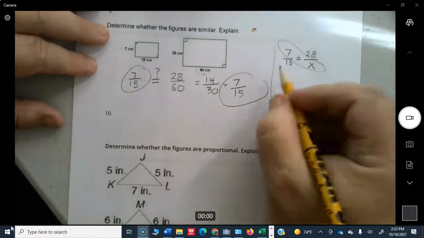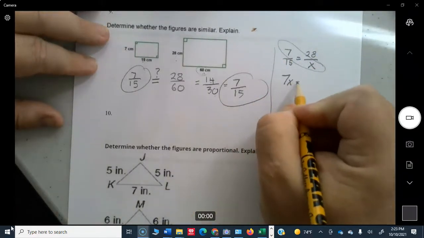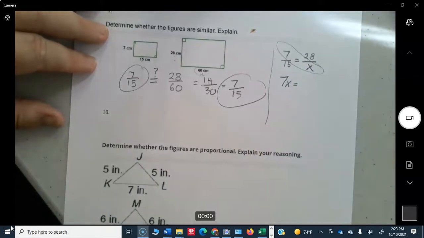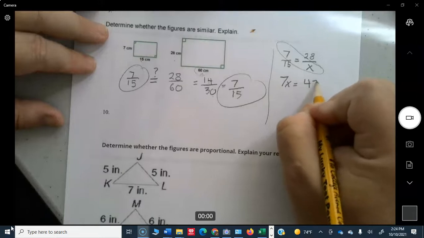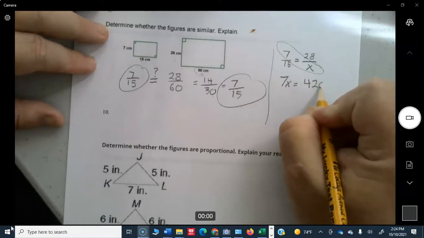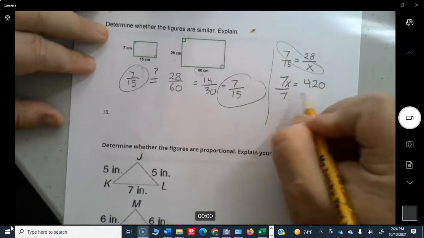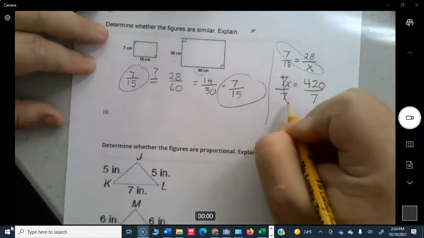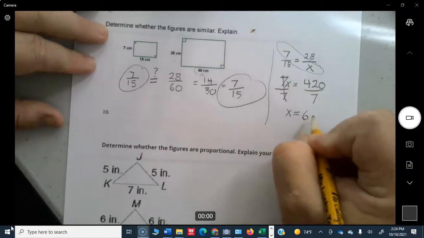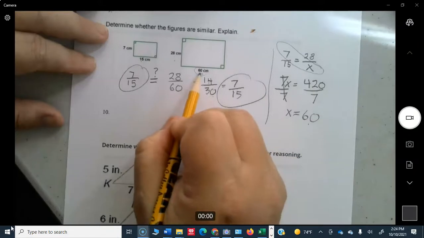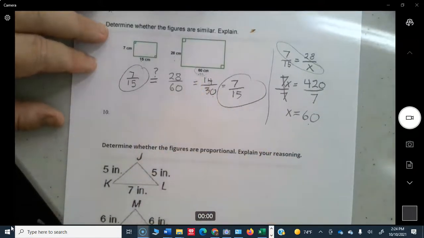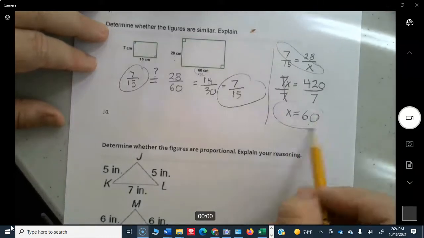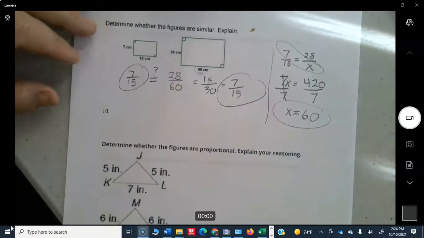I'm going to cross multiply: 7x equals 15 times 28, which is 420. Divide both sides by 7. That cancels, and x equals 60. So since I got the number of the side that I replaced, that I pretended like I didn't know, it is correct. They are equal to each other. Okay, that's a way to do it. So either one of those ways you want to do this.